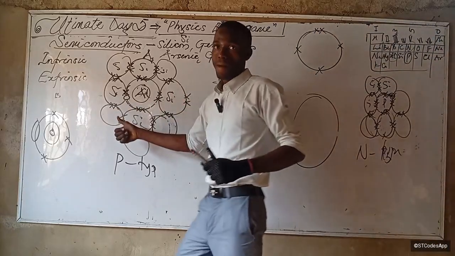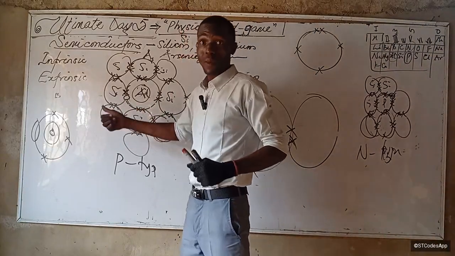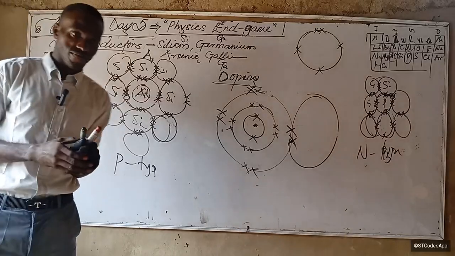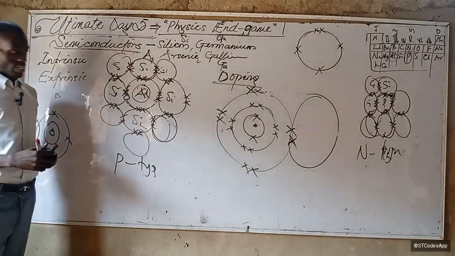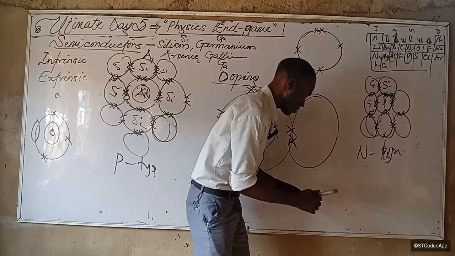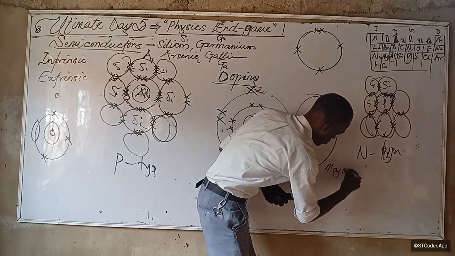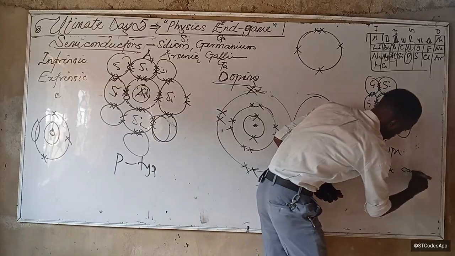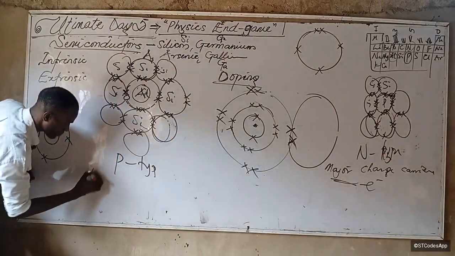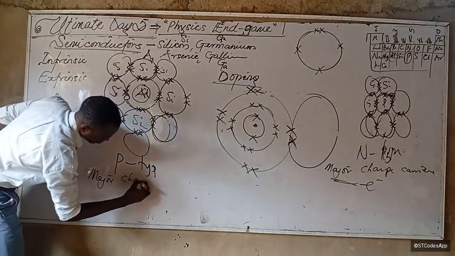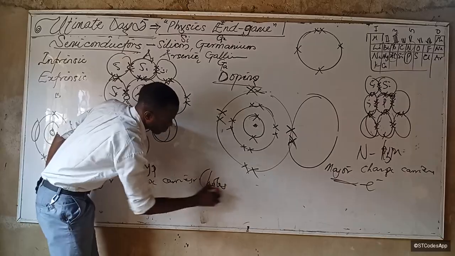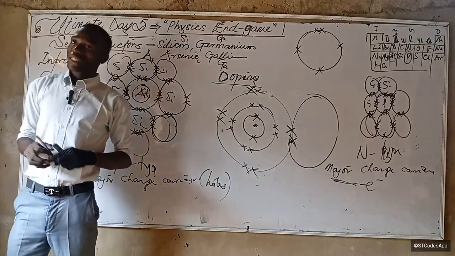Electrons are what? Here, electrons will be minor charge carriers. Do we understand? Yes, sir. Okay. Should I put that down in writing? I said here, major charge carriers: electrons. Major charge carriers: holes. Is that clear? Yes, sir.